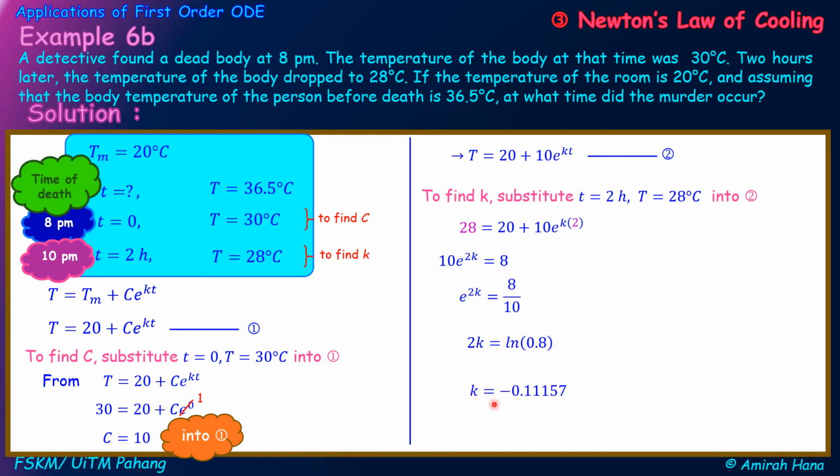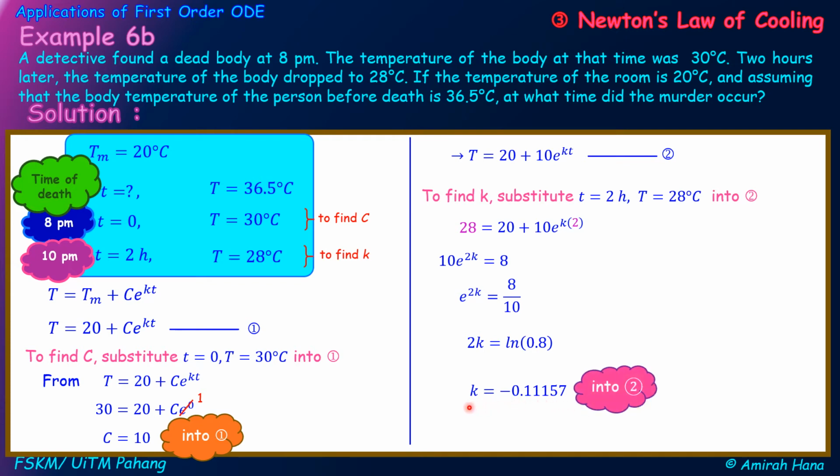Then using a calculator we get k equals ln 0.8 over 2, which equals negative 0.11157. We get a negative value of K because we use Newton's law of cooling. Cooling here means the temperature will drop. That's why we get K as a negative value.